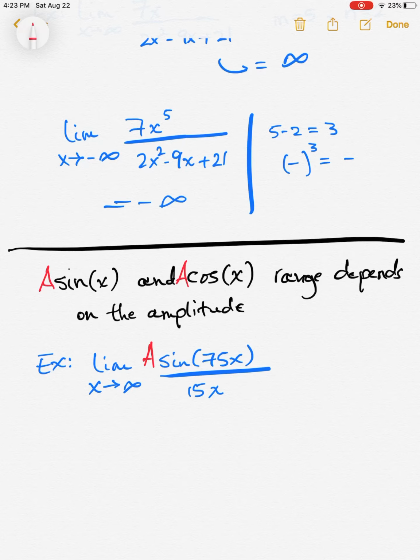So essentially what you have there is something that is less than or equal to the limit of 1 over infinity, which is 0.